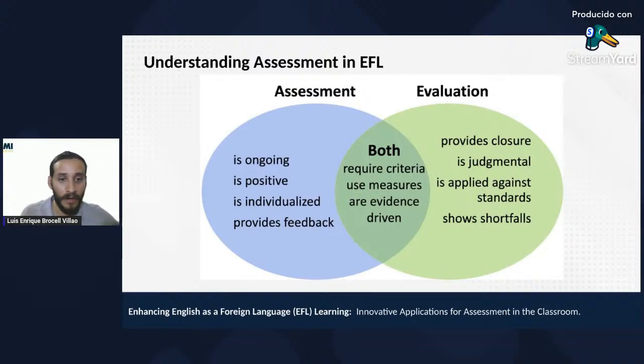Okay, it's ongoing. It's positive. It provides feedback to everyone, to the students, and even to the teachers. It is individualized. Yes, we have some assessments that we can do in groups of 3, 4, 5 students, and the way that we can assess them is individualized.